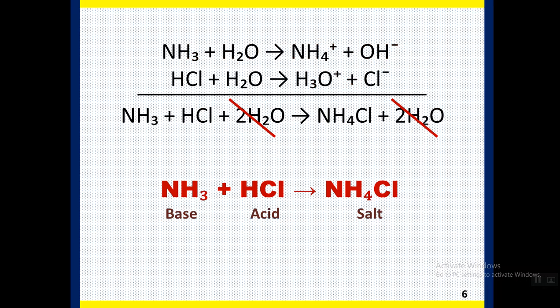Yes, if we combine those two equations together, we can get this complete equation of forming NH4Cl salt by the reaction of ammonia and HCl. So here ammonia can be identified as the base, where it's the proton acceptor, and HCl, the acid or the proton donor.